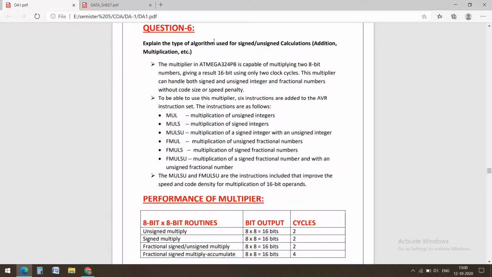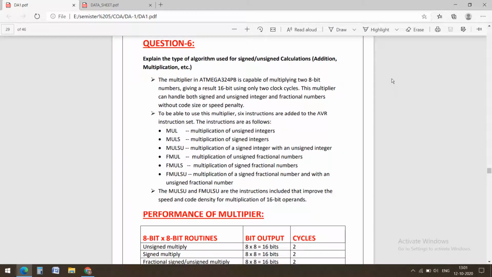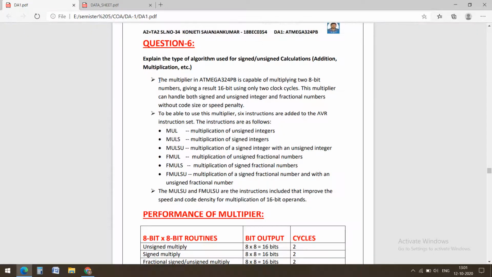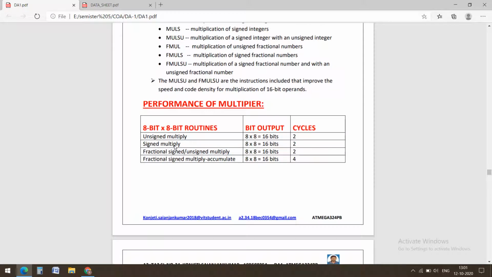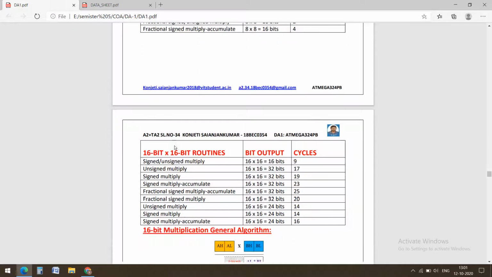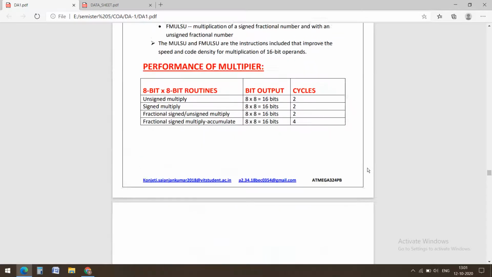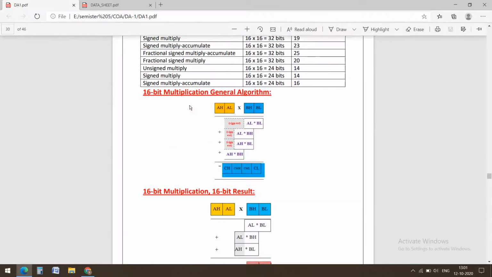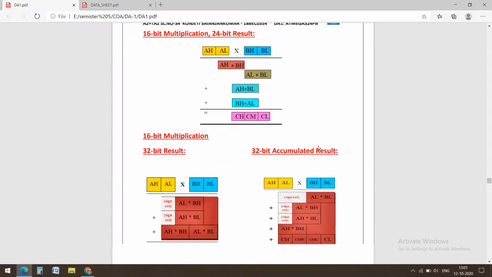Next question is regarding the algorithms that we have used for the calculations. All this information we can find from the data sheet only. They have mentioned there all the performance of the multipliers. Here, how many bits it will take as input, how many bits it will give as output, and the number of cycles, all the information we can get from the data sheet, and these are the algorithms that are used. So we can find it in the data sheet.